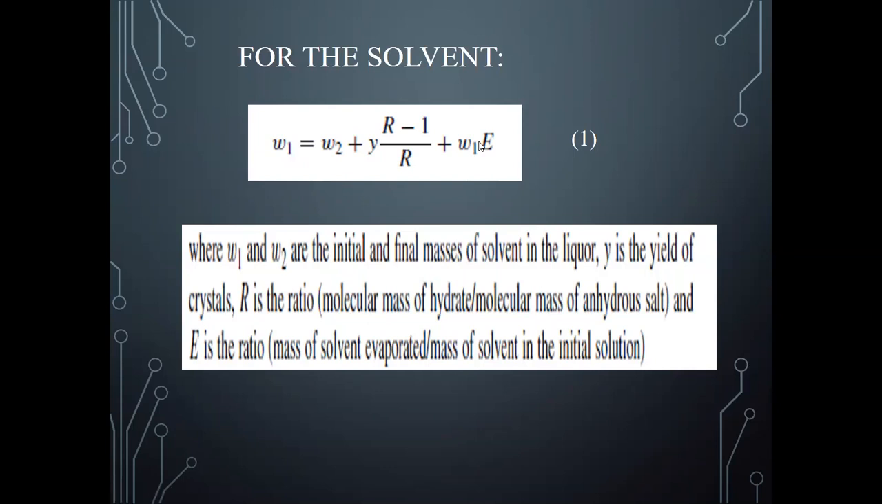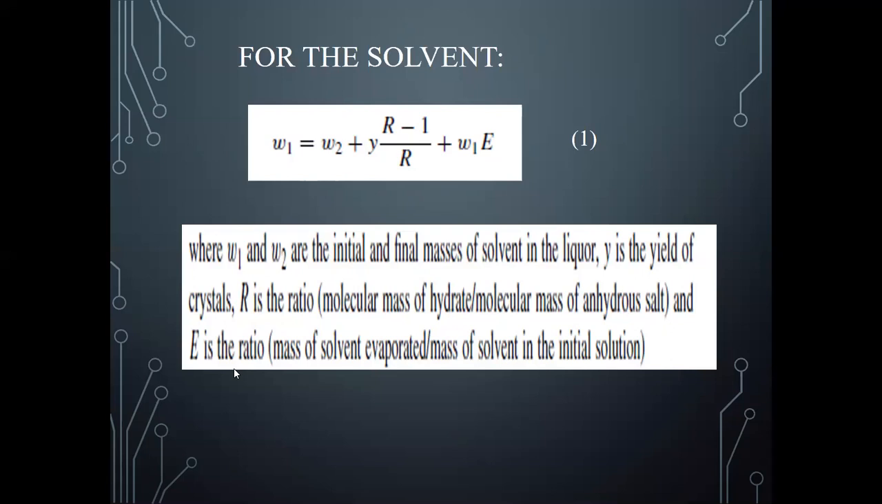Omega 1 and omega 2 are the initial and the final masses of solvent. So take note, solvent in the liquor. Y is the yield of crystals. R is the ratio. Ratio of what? Molecular mass of the hydrate over molecular mass of the anhydrous salt, meaning the molecular mass of the solid with the water divided by the molecular mass of the solid only, not containing the water, because it's anhydrous here.